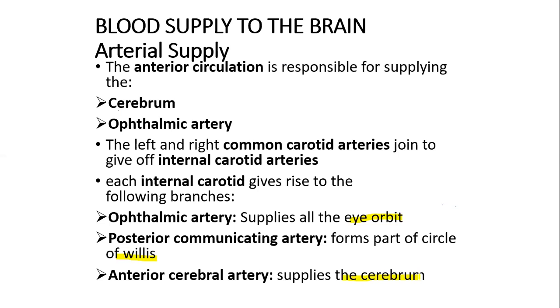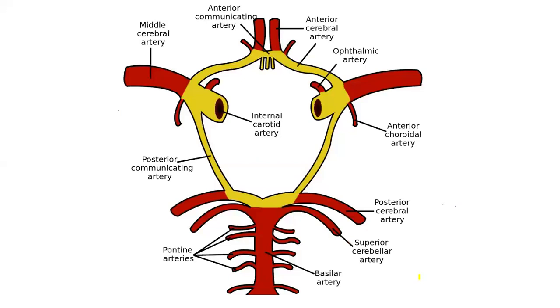And then the posterior is part of the circle of Willis. Then the anterior supplies the cerebrum. So as you can see here, the posterior cerebral artery forms the circle of Willis. Then as we move on, the middle cerebral artery, then anterior. This one is for the cerebrum. This one is for the cerebrum. Then there is the ophthalmic artery to the eye, which is the eye orbit.